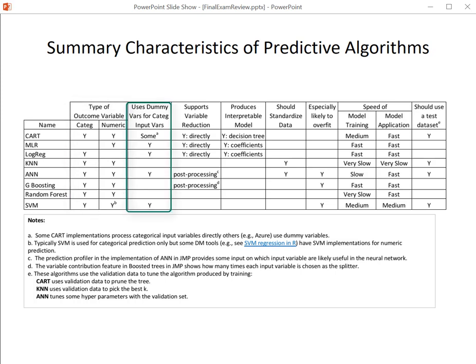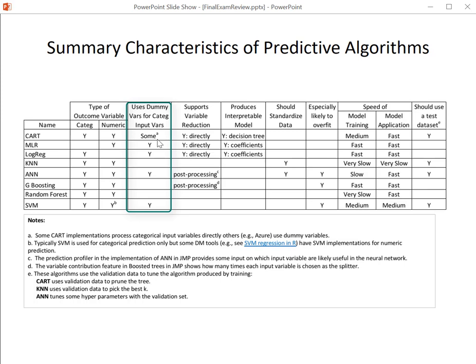We also have some algorithms that require the use of dummy variables. In other words, the only way to get categories into the algorithms is to use dummy variables. MLR, logistic regression, ANN use dummy variables, and so does support vector machines. So if you're going to have categorical values in your input columns that need to be put into these algorithms, then it's going to be done through the use of dummy variables.